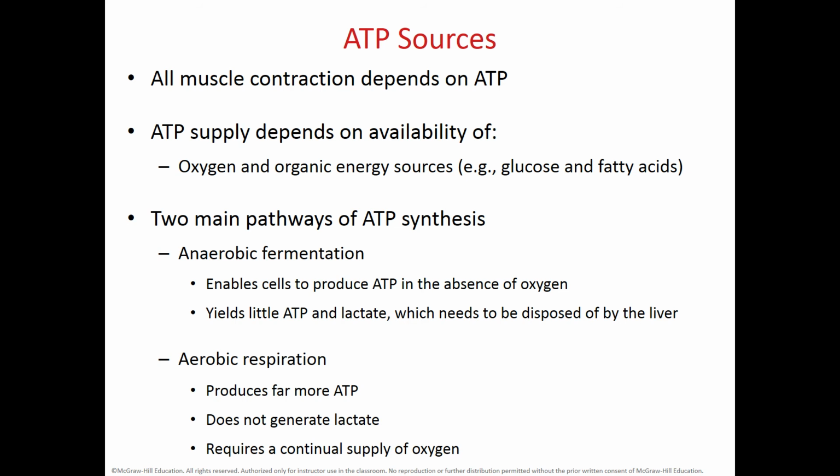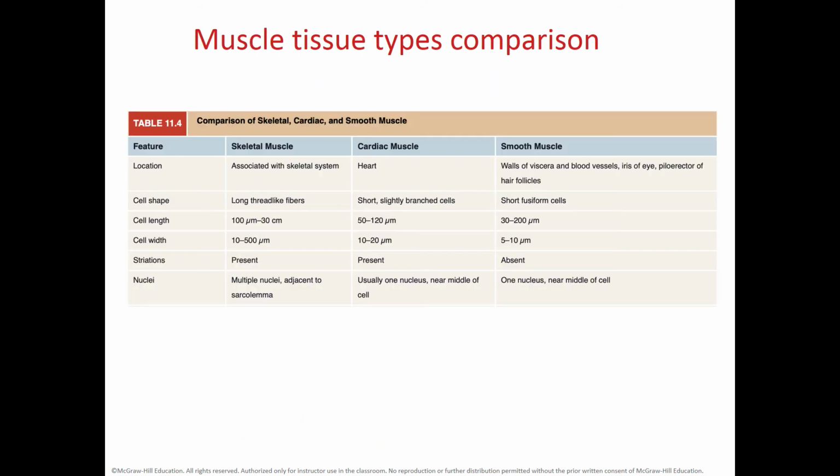Anaerobic happens within the cytoplasm of cells, and this will enable to produce ATP in absence of oxygen, and this will yield very little ATP and lactate, which is lactic acid. And this will be disposed of by the liver. Now, in aerobic respiration, you produce far more ATP, and actually you generate it in the mitochondria together with oxygen, and this does not generate lactate. But this one is called aerobic because you have to have a constant supply of oxygen.